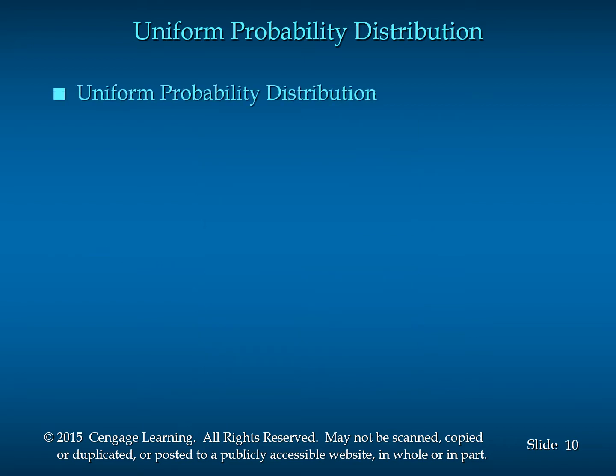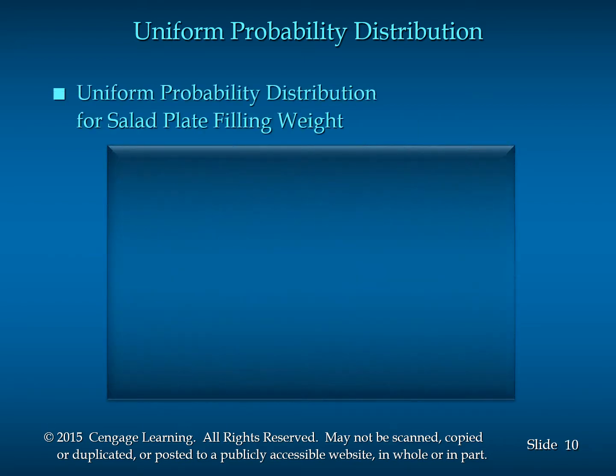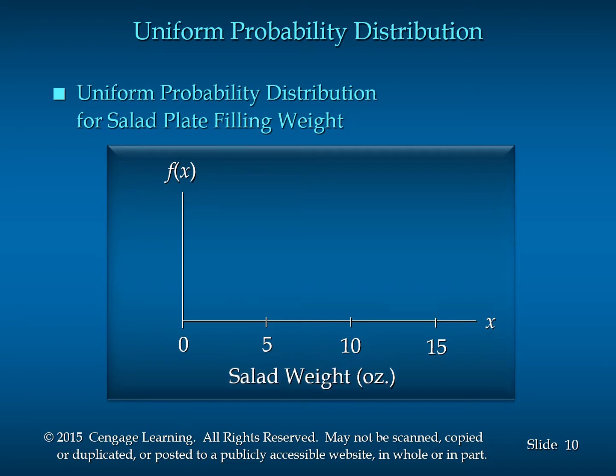Any uniform continuous distribution can be represented with the graph of a rectangle, where f of x, the probability, is on the vertical or the y-axis. You will note an equal 1/10 probability for any 1 unit interval across the range from 5 to 15 ounces.